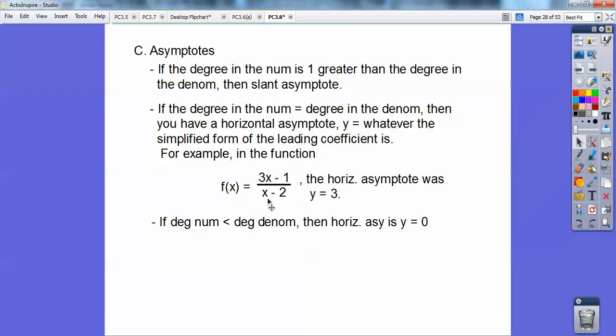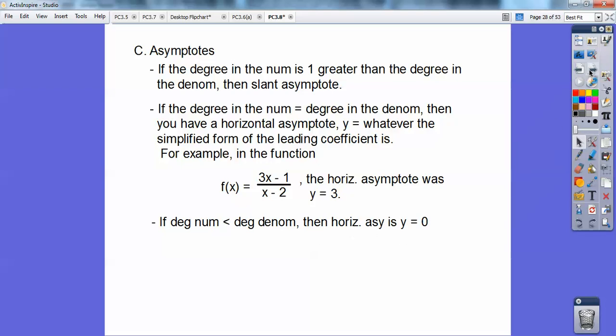And it's this easy, you guys. Remember, when you're going to x infinity, that's where you get your asymptotes. This minus 1 becomes insignificant. This minus 2 becomes insignificant. And I'm left with 3 times infinity over infinity, or 3x over x, which is 3. That's my horizontal asymptote. So if the degrees are the same, then you just reduce the leading coefficients, and that's what your horizontal asymptote is going to be. And if the degree in the numerator is less than the degree in the denominator, then you have your horizontal asymptote at y equals 0.